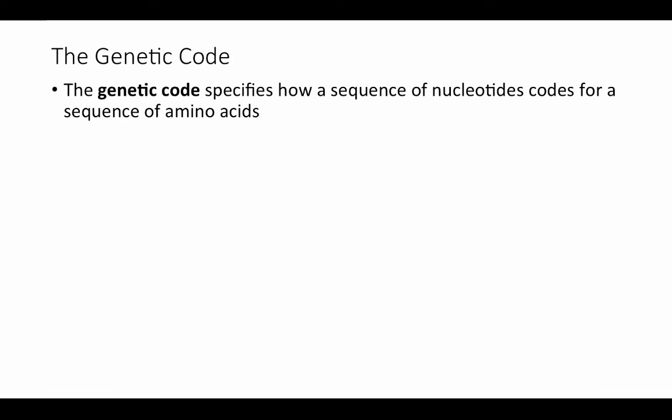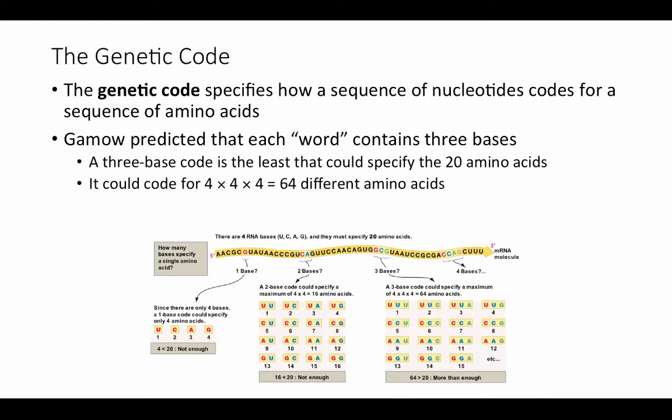So what is the genetic code? The genetic code specifies how a sequence of nucleotides codes for a sequence of amino acids. It's basically the decoder ring, or the language dictionary, that tells you how to translate from the nucleotide code to the amino acid code. And a scientist by the name of Gamow predicted that each word would contain 3 bases, 3 nucleotide bases. And the reason for that prediction is just basically the math.